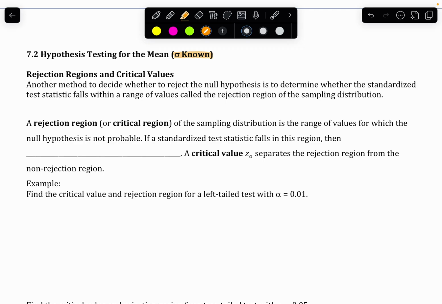With hypothesis testing, we normally have two different methods that we can use to test hypotheses. That's using p-values and using rejection regions. These notes are going to be just looking at rejection regions and critical values. This method decides whether to reject the null hypothesis by determining whether the standardized test statistic falls within a range of values called the rejection region of the sampling distribution.